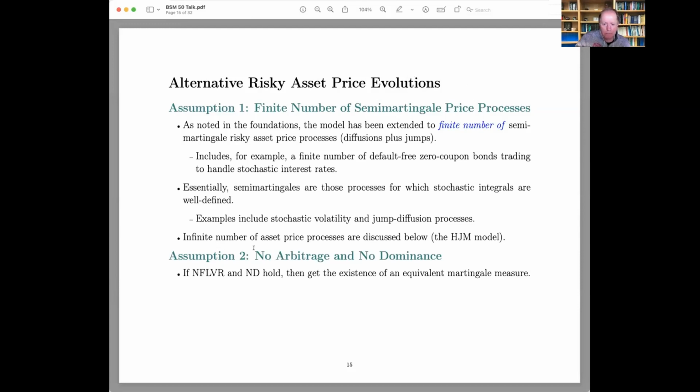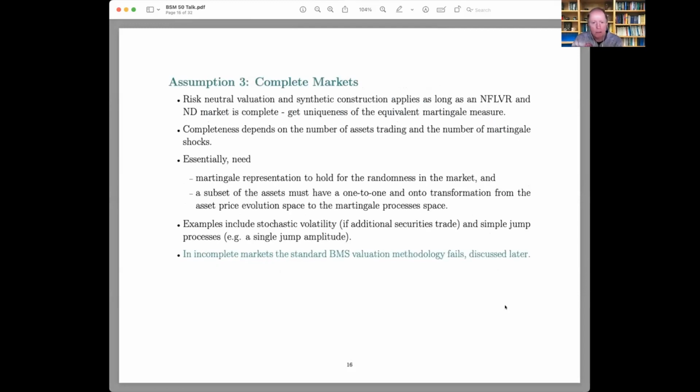Of course, you're going to have to assume no arbitrage and no dominance, and that puts a restriction on the semi-martingale price processes. We need those to get the existence of an equivalent martingale measure. You're going to have to assume complete markets. Again, that's when you impose structure on your asset price processes, and it has to do with the characteristics of that price process. We need that to get uniqueness of the equivalent martingale measure and the ability to do synthetic replication.